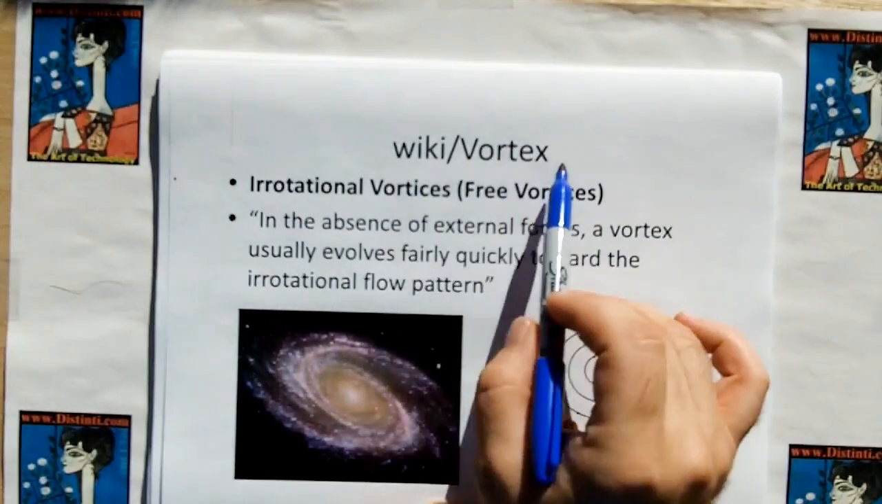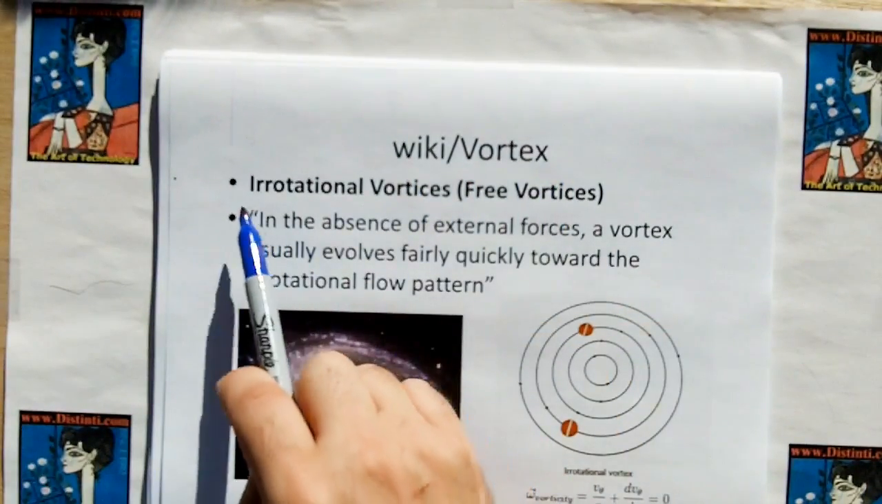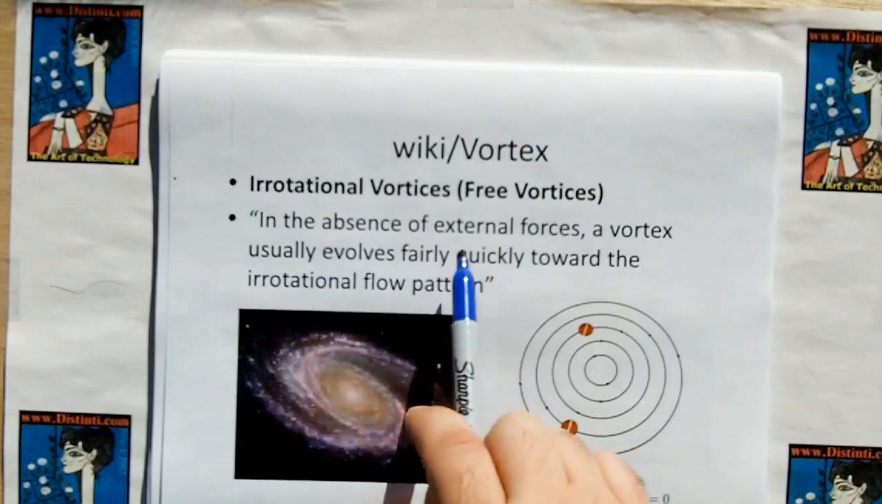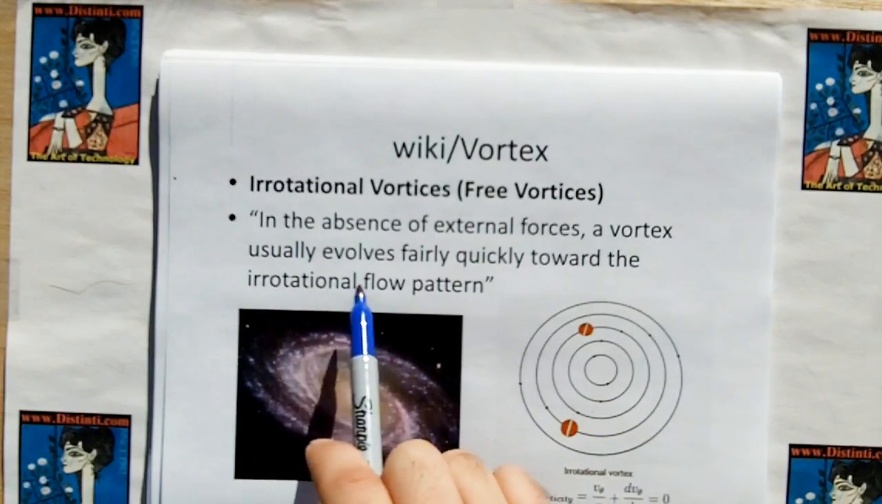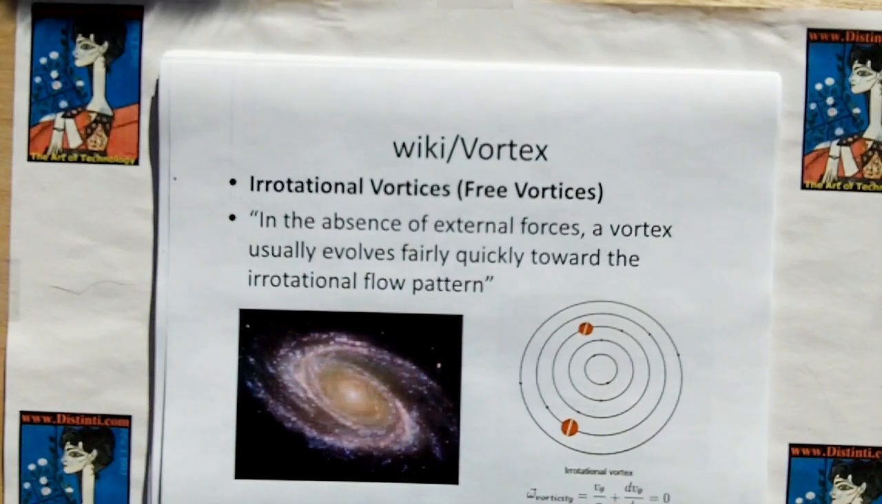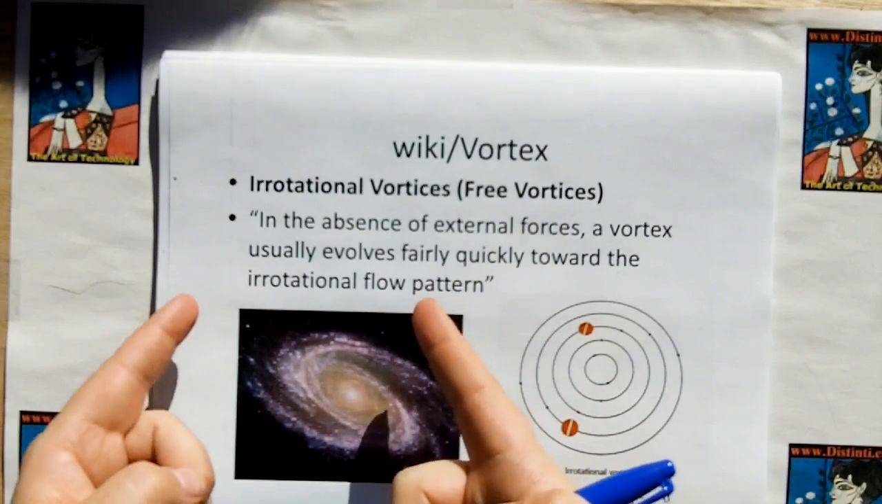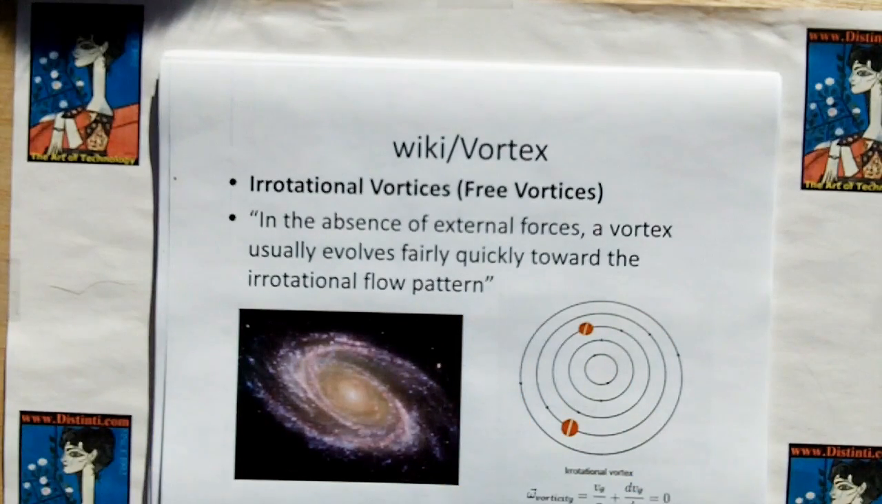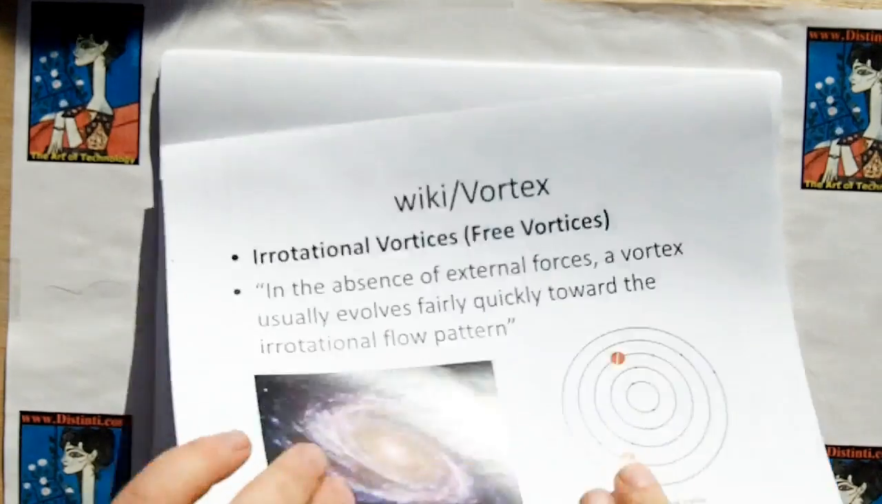Now in Wiki, if you go to vortex, what they say about irrotational vortices is that in the absence of external force, a vortex usually evolves fairly quickly toward the irrotational flow pattern, meaning there are lots of different types of vortex flow patterns. It's the irrotational flow pattern, which is the one the ether ascribes to, that is the most likely formation that you're going to get.